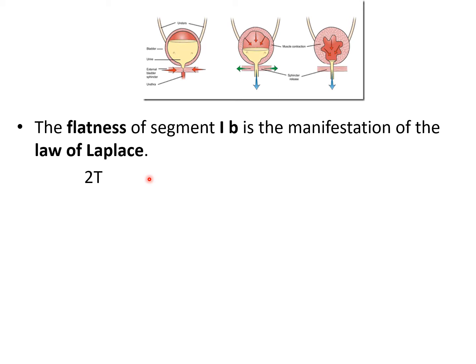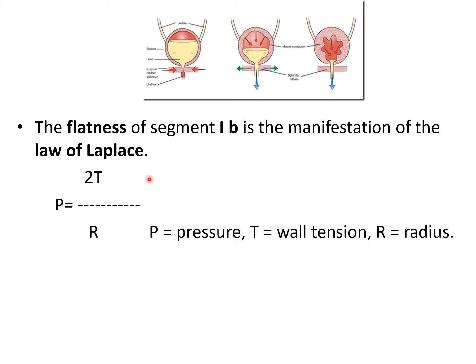In several areas of physiology, we apply the law of Laplace. It is one of them. What is the law of Laplace? It says that in a sphere, the pressure within the sphere is equal to twice the tension in the wall divided by the radius of that sphere. So P equals the pressure, T is the wall tension and R is the radius.